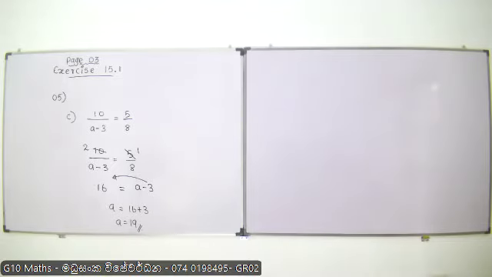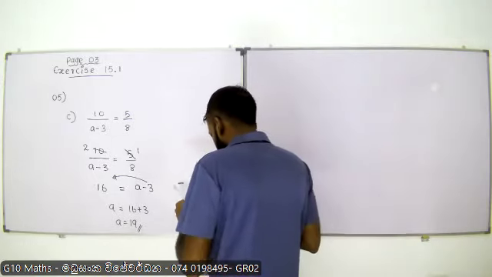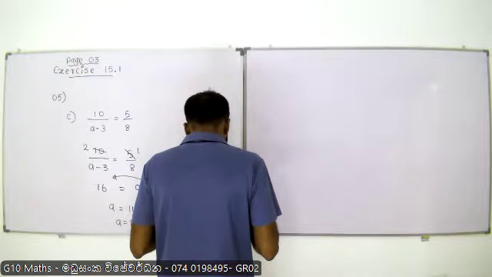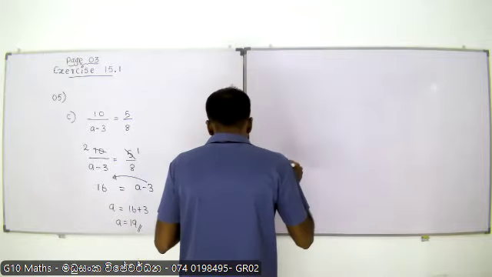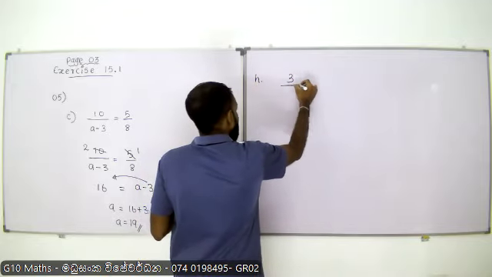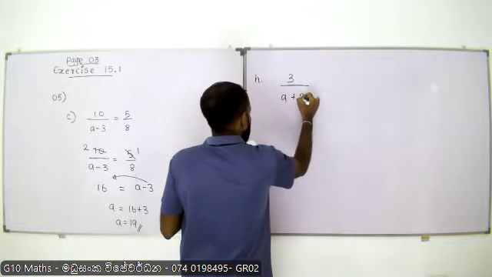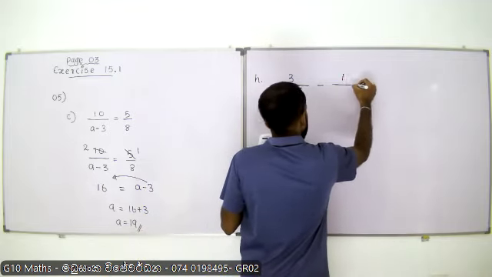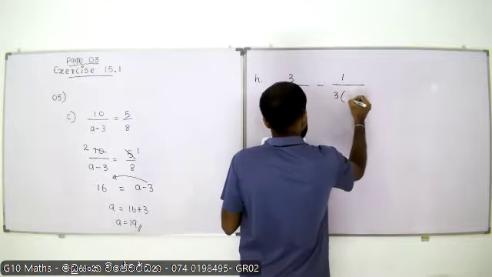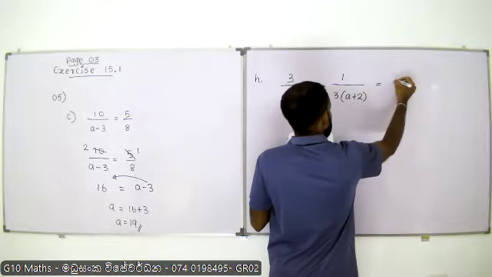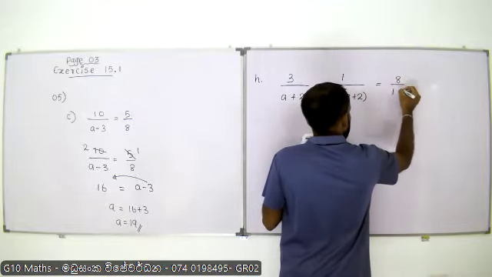Yeah, so I will do another one. Yes, I will do part H. Three divided by a plus 2, minus 1 divided by 3 times a plus 2, equals 8 divided by 15.